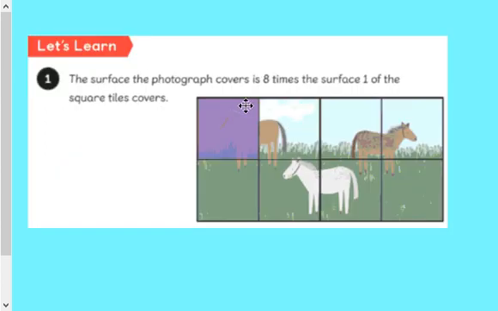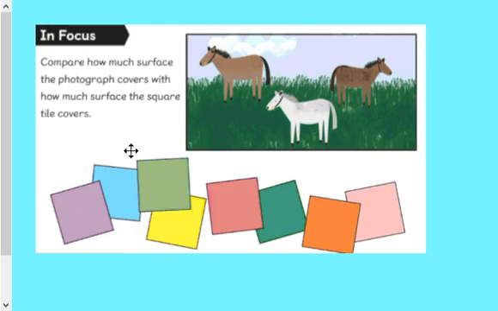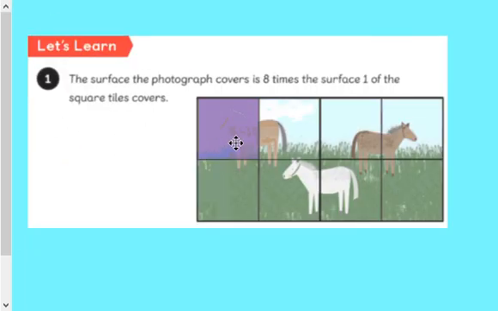The surface of the photograph then is the amount of space that the photograph takes up. The surface area is how much space that the photograph takes up. And you can see that the squares that we had back here, we're using these squares, we could fit 1, 2, 3, 4, 5, 6, 7, 8. So the photograph covers 8 times the surface area of one of these tiles. So 8 of these tiles will need to cover that picture.